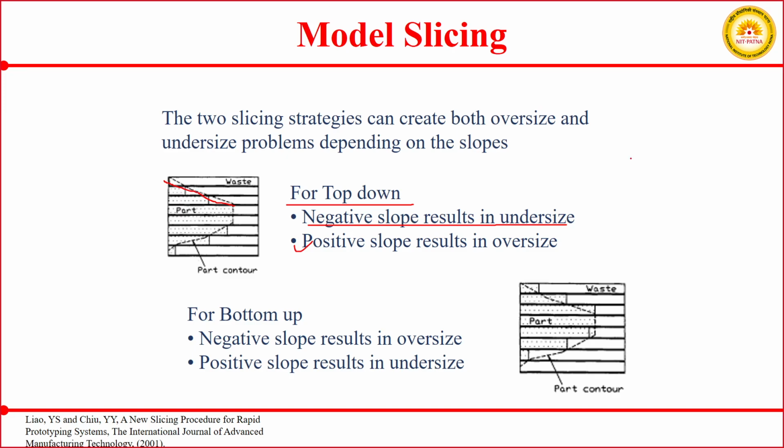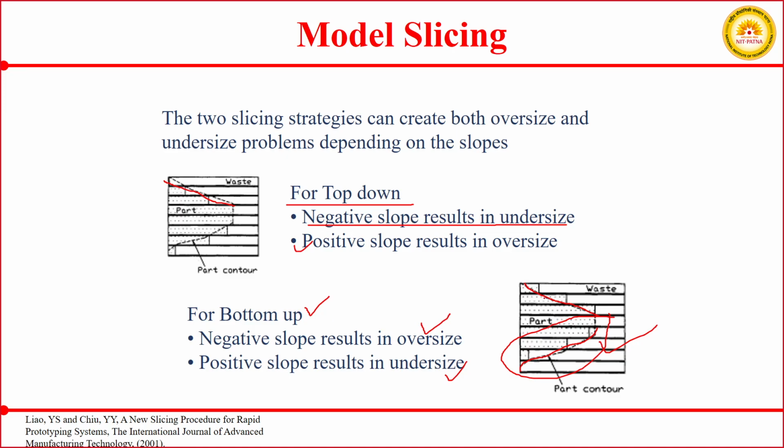Then it comes to the bottom-up approach. In the bottom-up approach, when our slope is positive in this particular region, it results in undersize. And when the slope is negative, like in this region, it results in oversize.